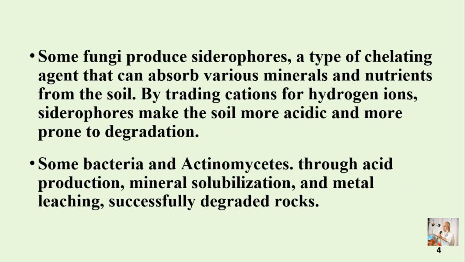Some fungi produce siderophores, a type of chelating agent that can absorb various minerals and nutrients from the soil. By trading cations for hydrogen ions, siderophores make the soil more acidic and more susceptible to degradation. Some bacteria and actinomycetes, through acid production, mineral solubilization and metal leaching, degrade rocks in a better way.